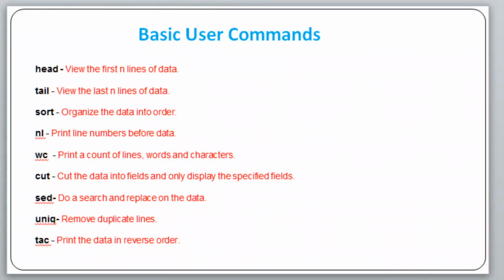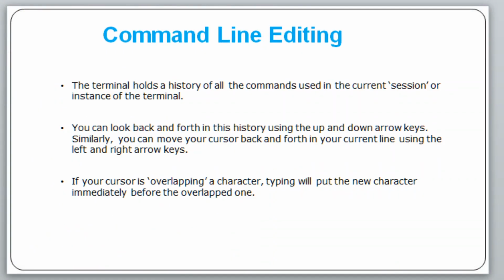Go to our next slide, which is going to be talking about command line editing. So the terminal holds a history of all commands used in the current session or instance of the terminal. Okay, you can look back and forth in the history using the up and down arrow keys, which is very helpful, guys, especially if you don't want to keep typing out long commands. Similarly, you can move your cursor back and forth in your current line using the left and right arrow keys. So if your cursor is overlapping a character, typing will put the new character immediately before the overlapped one.